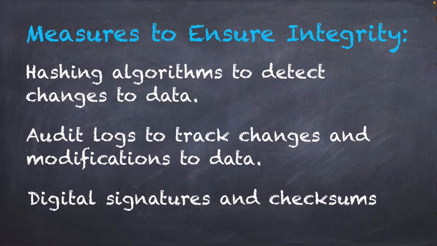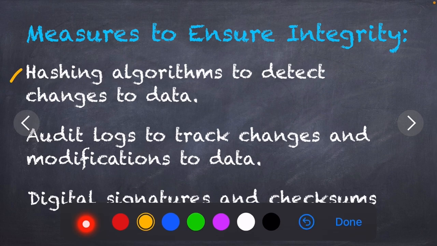Then what are the measures of ensuring integrity? So first is hashing algorithm to detect changes to data. A hash function generates a unique value, a hash value. It will generate a hash value for data that can be used to verify that the data hasn't been tampered with.